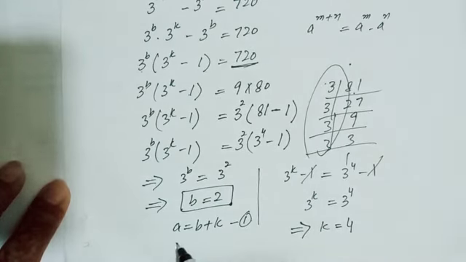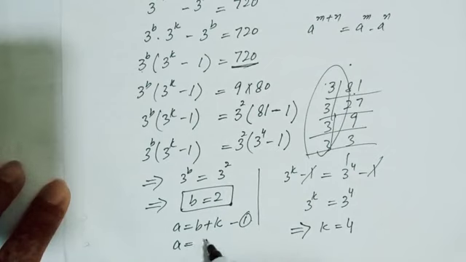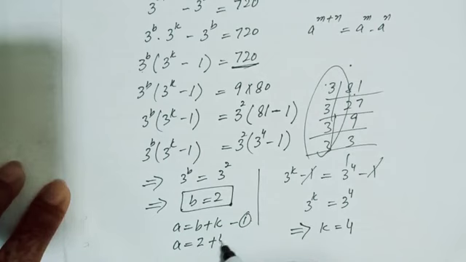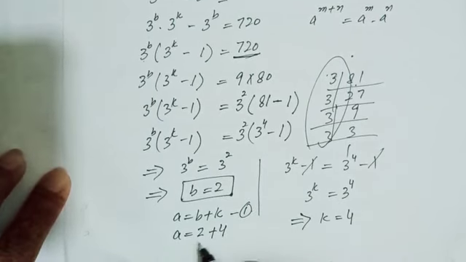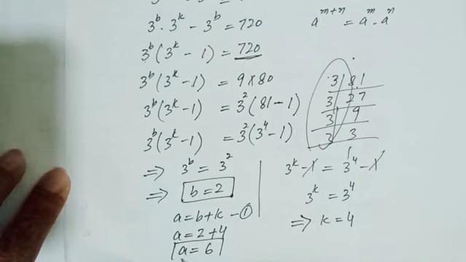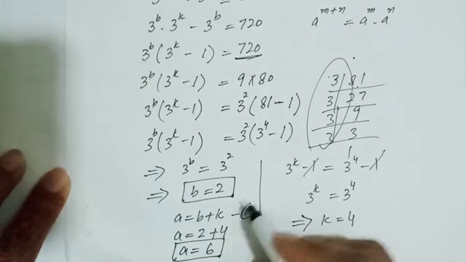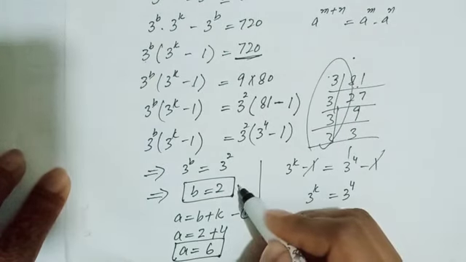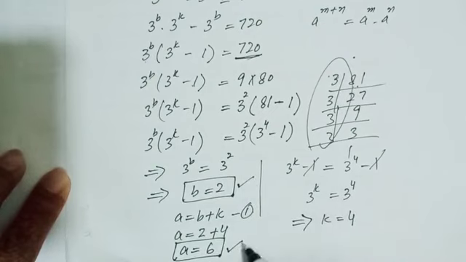So I have the two values, that is b is 2 and k is 4. So here a is equal to 6. So I have the three values a, b and k. So here I have to use these two values a and b.